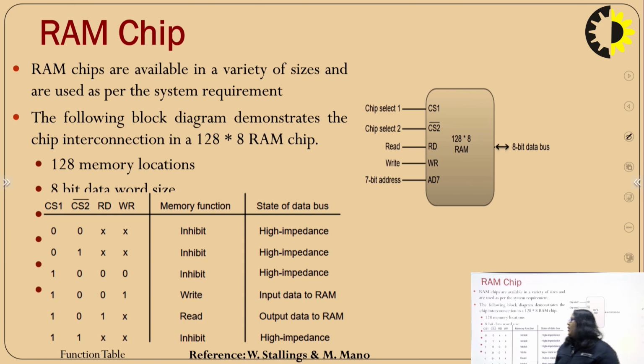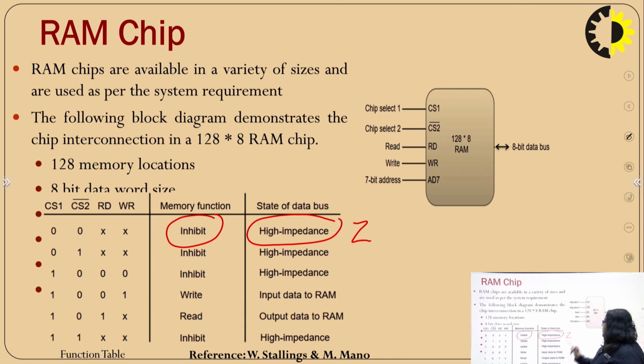If chip select 1 is 0 and chip select 2 is 0, that means the memory function is in the inhibited state. There is no read and write mode open, so the output goes to the high impedance state. What is high impedance? This is represented as Z.